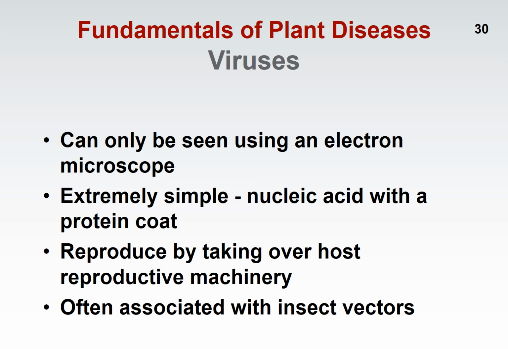Viruses can be moved around in several different ways. Many types of plant viruses are associated with what are called insect vectors. These are insects that can move the virus from plant to plant. Certainly, this is not the only way that viruses can move around.